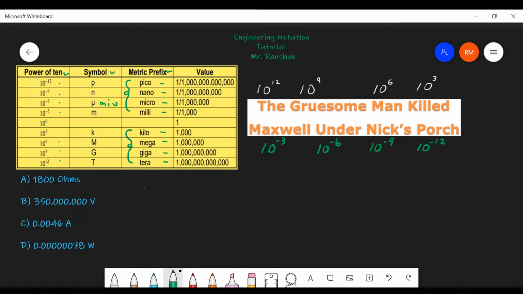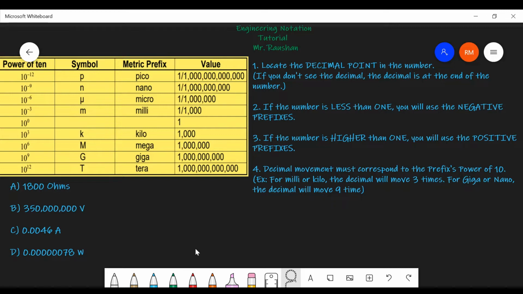So if you can remember this statement in order, you'll know your prefixes from the highest positive notation to the lowest negative notation, after you have memorized the metric prefixes, their powers and their values.